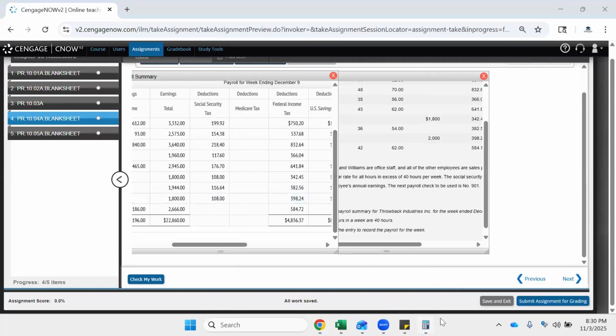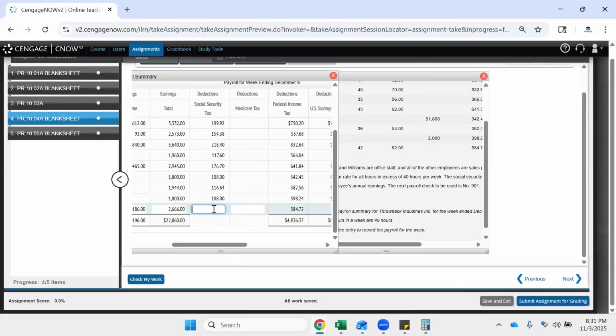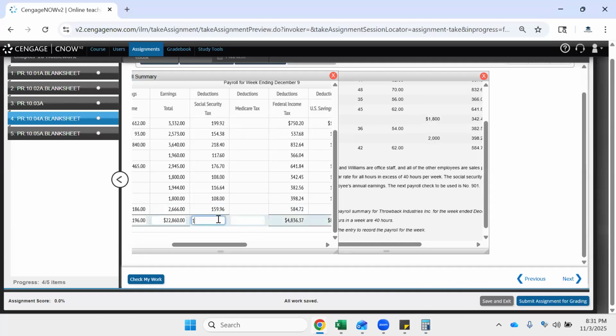In reality, ADP is going to be doing most of these calculations for a company, but it's still really important to know the payroll system, payroll regulations, and the amounts that are supposed to be calculated so that we can remain compliant with any regulations, so to speak, and so that we can check our work.